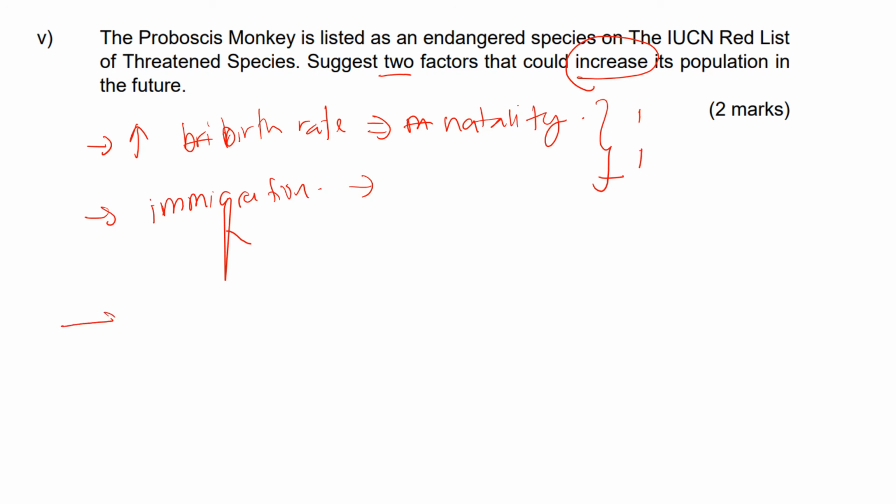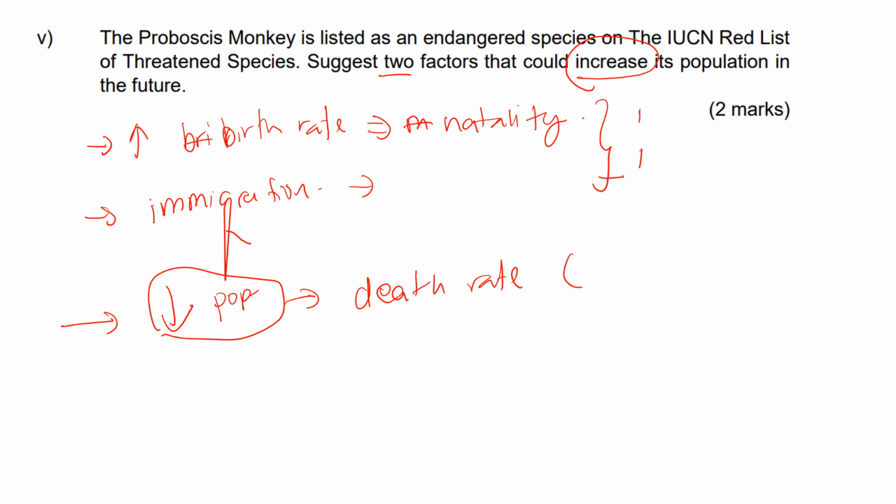Another thing that you have to note is what are the factors that could decrease a population number. This is just for you to note. The two factors that cause population to decrease are death rate, or mortality, and the other one is emigration. Emigration is the number of individuals moving out of that population, living in that certain area.